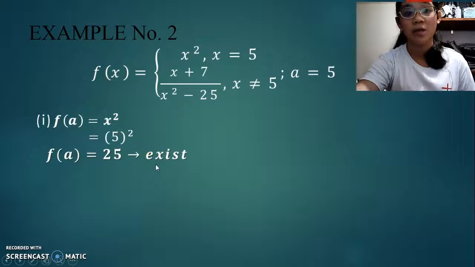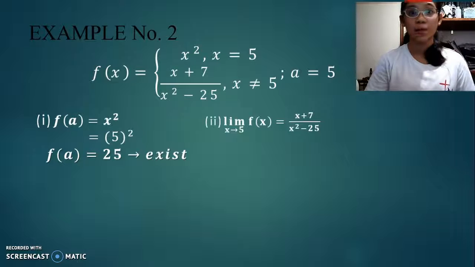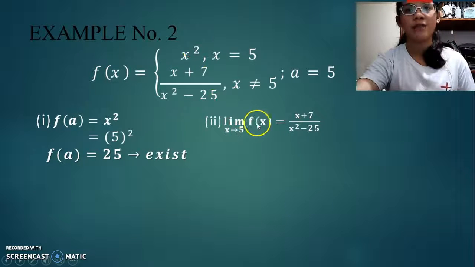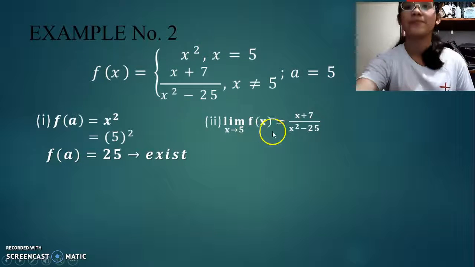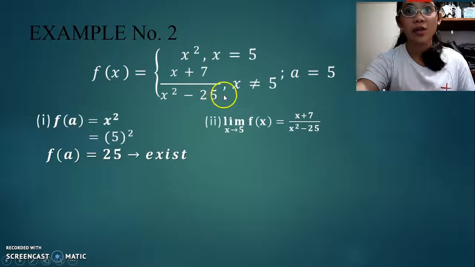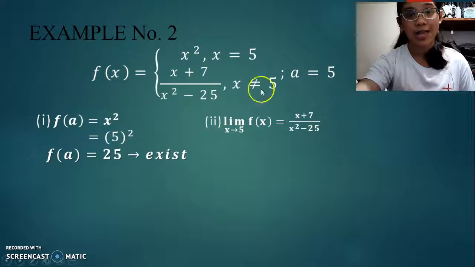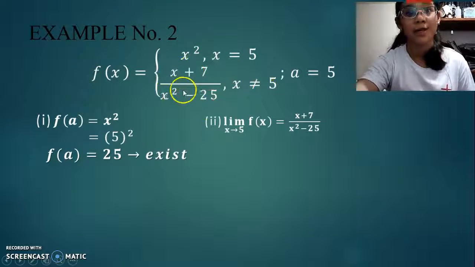It is not indeterminate nor undefined. Proceed to condition number 2. So, we will solve for the limit of f of x where x is approaching our A, that is 5. Why will we use this equation? We will use this equation because of the given condition that x is only approaching 5, not really equal to 5. So, x isn't equal to 5. It is really not equal to 5. That's why we will use this to solve for our limit.